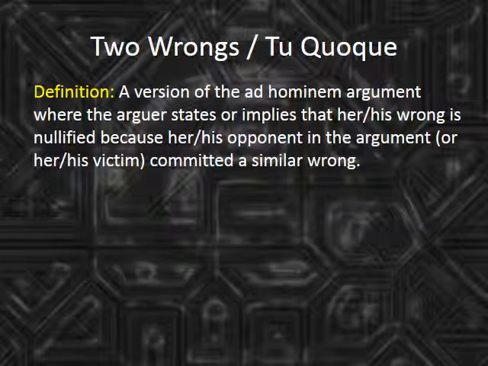The two wrongs or tu quoque version of the ad hominem fallacy is committed when the arguer states or implies that her or his own wrong is nullified because her opponent in the argument or her victim committed a similar wrong.